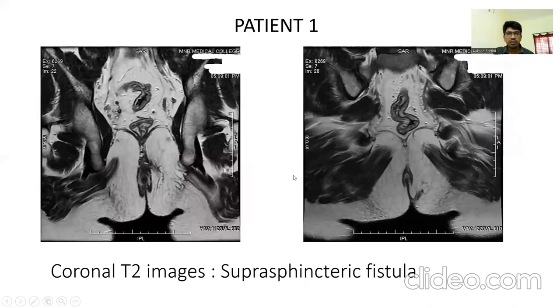This is the diagram. MR images of patient 1, coronal T2 images showing suprasphincteric fistula, that is grade 5. Here is a suprasphincteric fistula and here is an external opening.